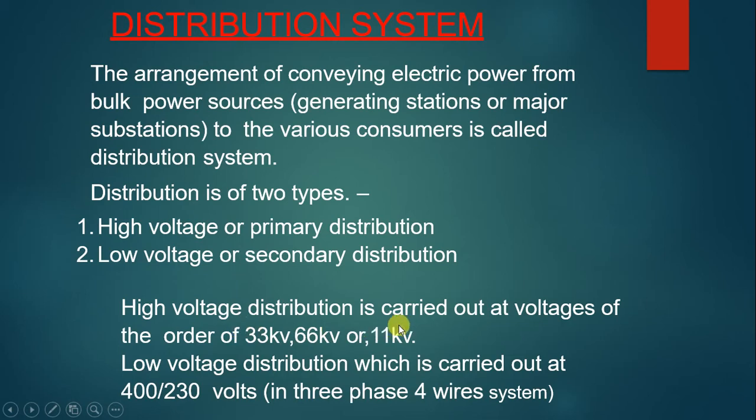Okay, 33 to 11 kVA is high voltage. Low voltage means 440, 230, okay, 400 and below, or 440 and below, and 230 and below in a 3-phase 4-wire system. This is a 3-phase 3-wire system. This is a 3-phase 4-wire system, because transmission does not require a neutral, whereas local distribution or low voltage distribution requires a neutral, because between a phase and a neutral you have 230 volts, and between phase and phase you have 440 or 400 volts.